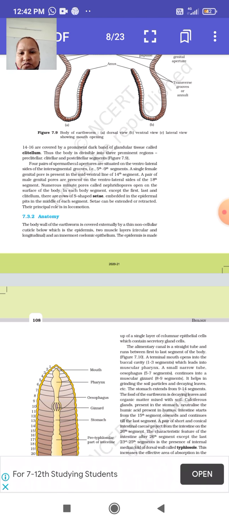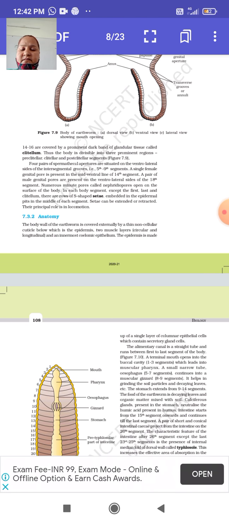Now come to anatomy. What is anatomy? Anatomy is the study of internal structure of organism. Now the body wall of earthworm is covered externally by a thin non-cellular cuticle, below which is the epidermis.